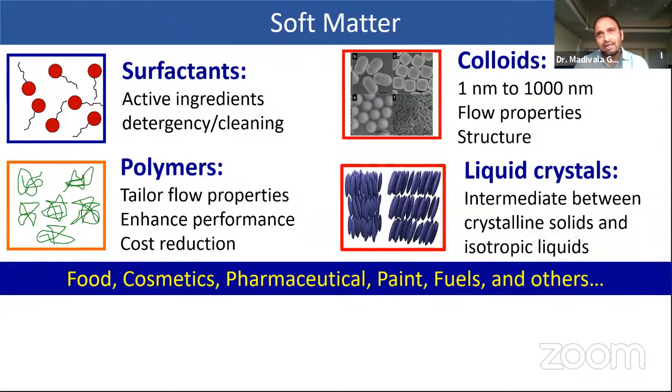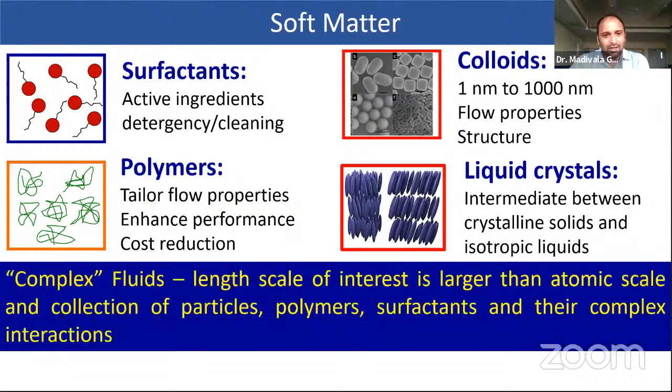I think it's really difficult to identify an area or a material where these ingredients are not present. You can think about food, cosmetics, pharmaceutical, paint, fuels, and so on. I think any material that you have used at some point or another would have some of these ingredients. Soft matter or soft materials also goes by another interesting name, complex fluids.